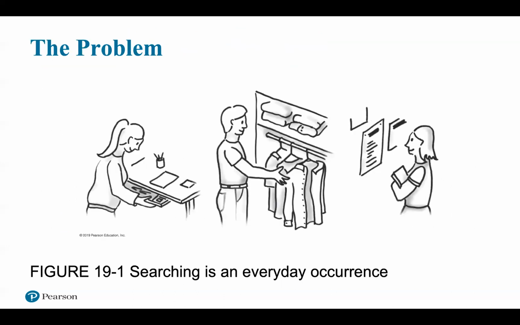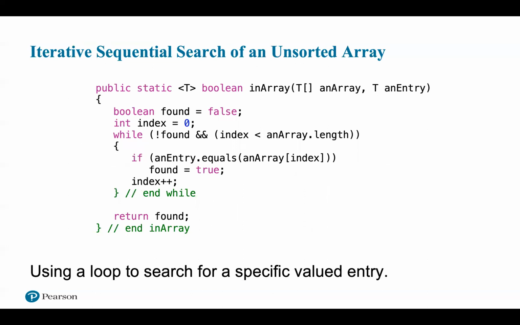So in terms of the problem, these are examples of everyday searches. Like the people shown in this figure, you can search your desk for a pen, your closet for a favorite sweater, or a list of names to see whether you were on it. Searching for a particular item, called the target, among a collection of many items is a common task.